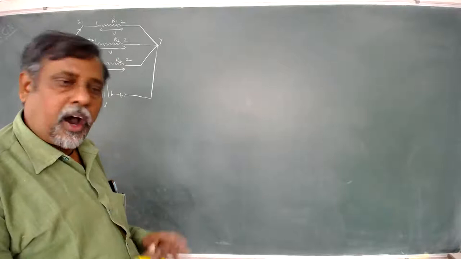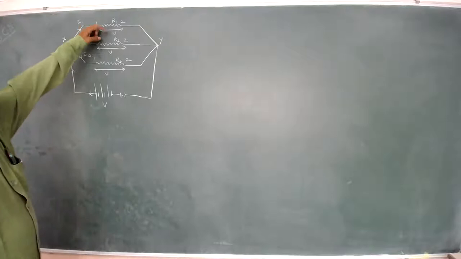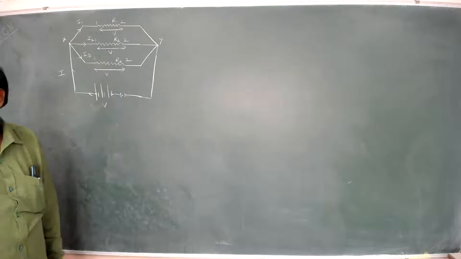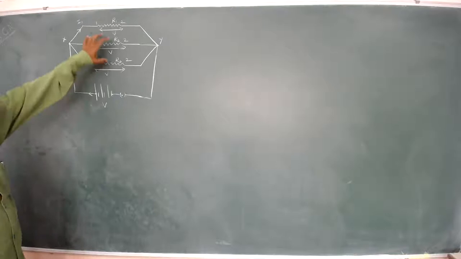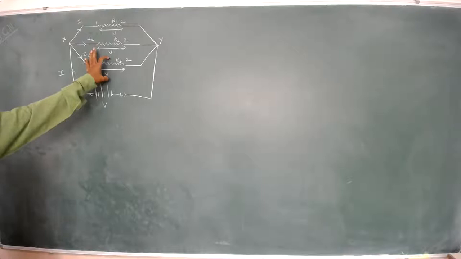So according to the values of R1, R2, R3, I1, I2, I3 will be there. But if these three are equal, the current will be equally distributed: I by 3, I by 3, I by 3. According to the values of these resistances, the splitting of the current takes place. And if any one of the resistances is of higher value, then current will not even pass through it; it will avoid that and flow only through the remaining two branches.